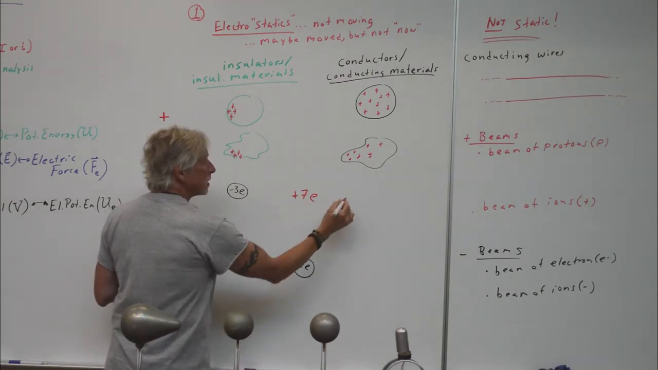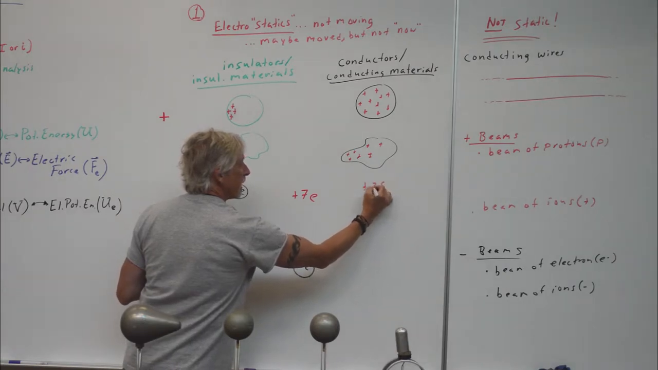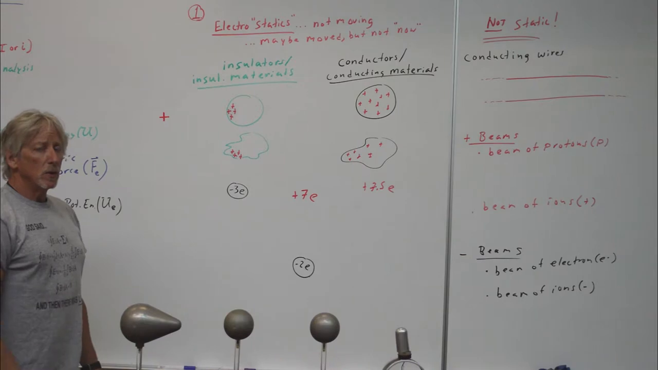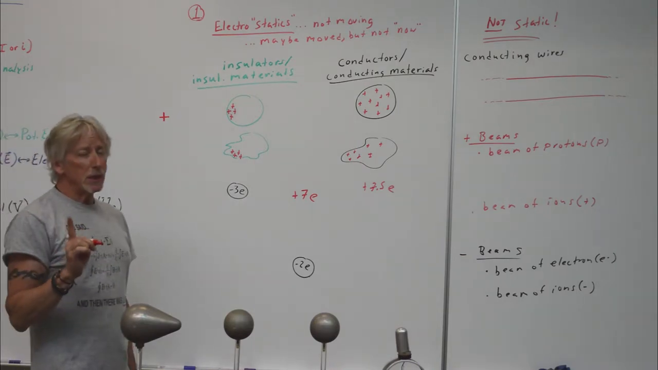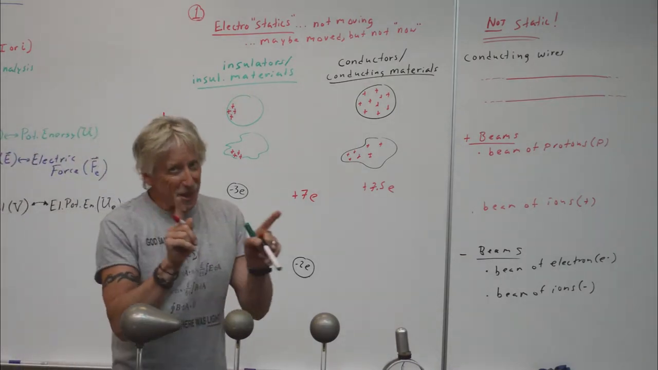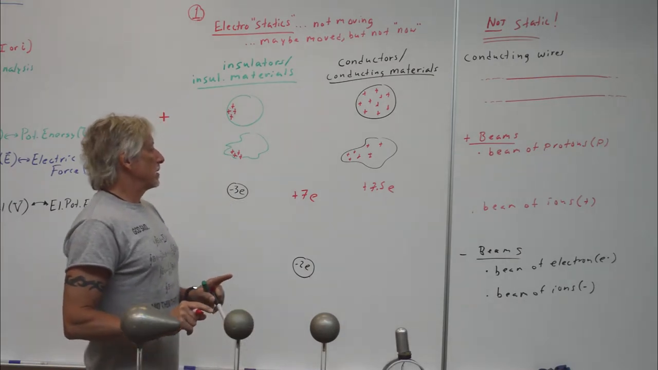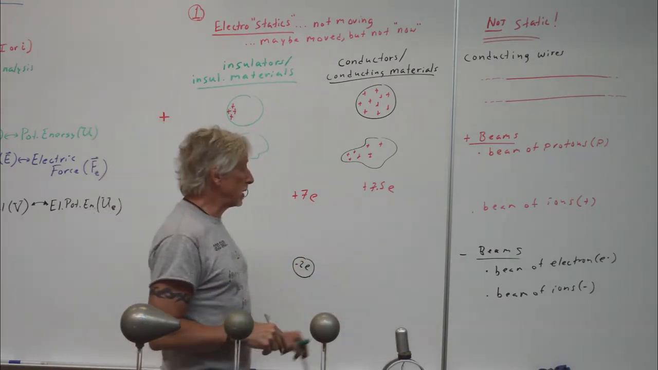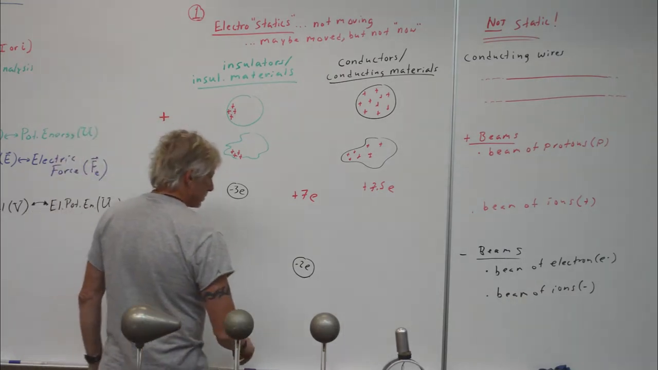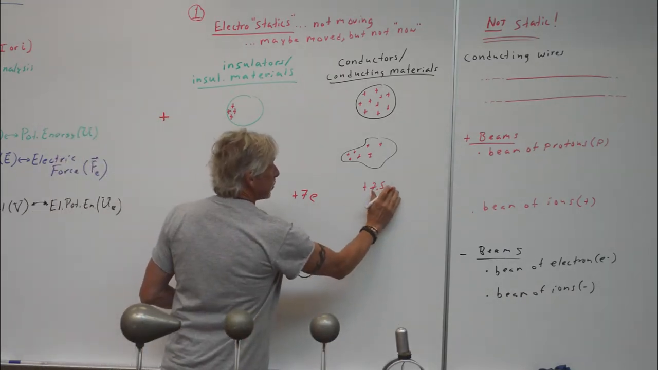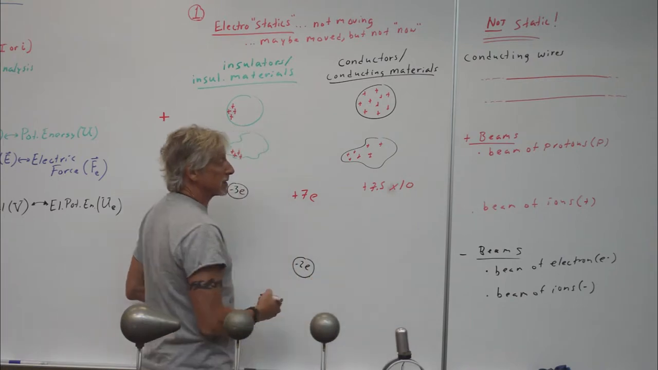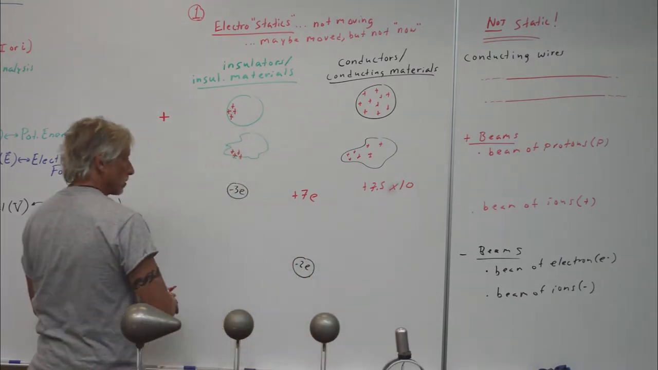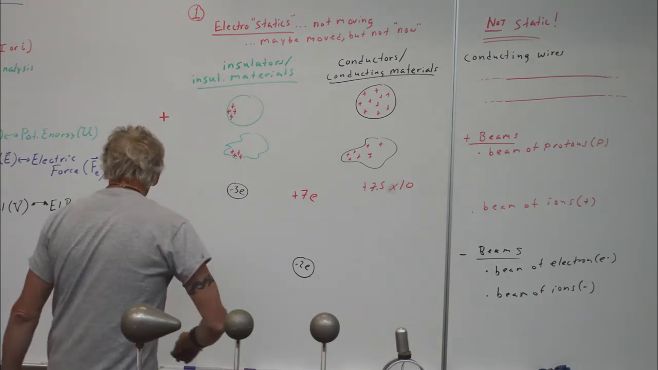Could I put positive 7.5e? Could I do that? Remember the fundamental unit, e, is quantized. That is, aside from quarks, we don't have half an e. Right? And quarks are a funny thing. So I can say 7.5 times 10, can't I? Because that's 75. It's still in integer amounts. So you may see that and just realize that.